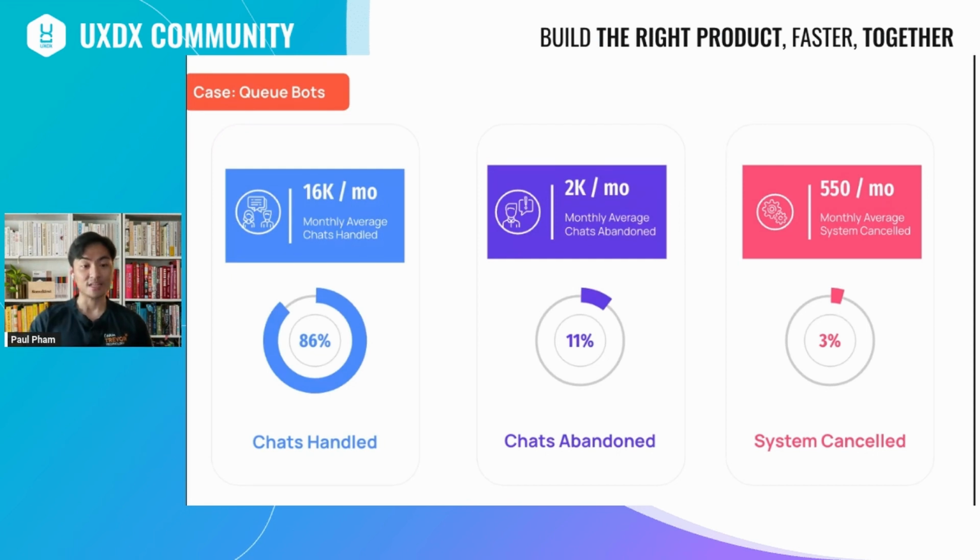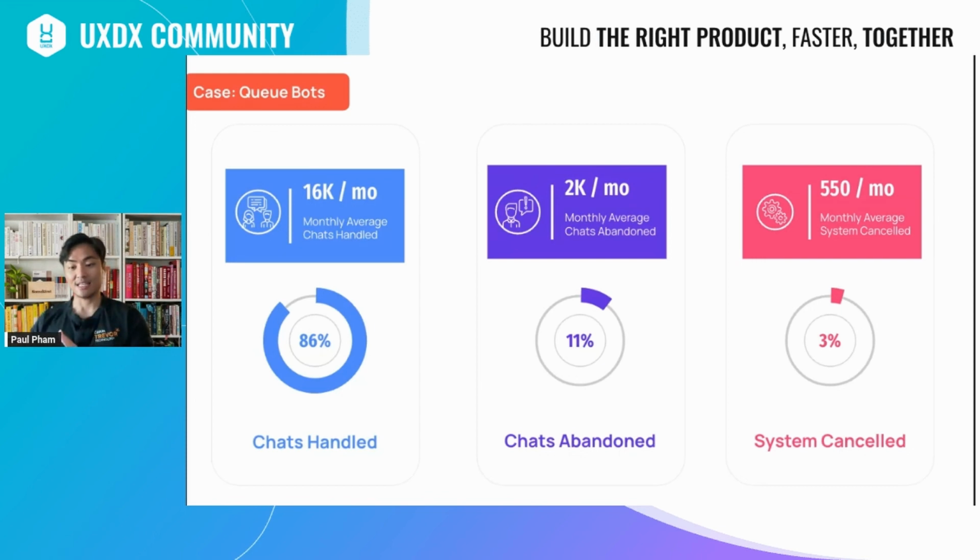And 86% of those 18,500, or 16,000 of them, are what we call chats handled. Chats handled meaning that people who reach out to us actually get connected to our counselors and go through their conversation. However, 2,000 of that, or 11%, have their chats abandoned. And chats abandoned meaning that, as mentioned before, people enter our services but decided to leave for some reason.